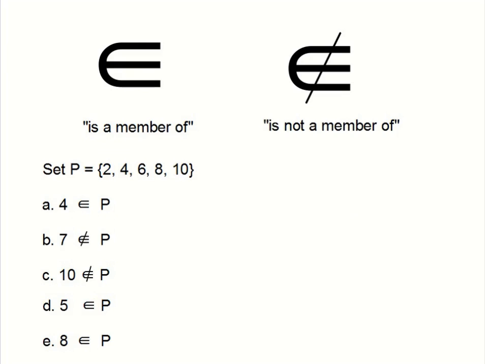Let's try this in an exercise. Here we have a set P, and the elements or members of set P are 2, 4, 6, 8, and 10. And we have 5 sentences here. And what we want to do now is say whether each one is true or whether it is false. So before we solve it together, have a go at it yourself. Let's pause the video and see whether we can identify which is true and which is false.